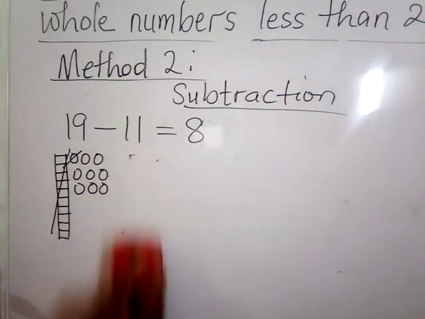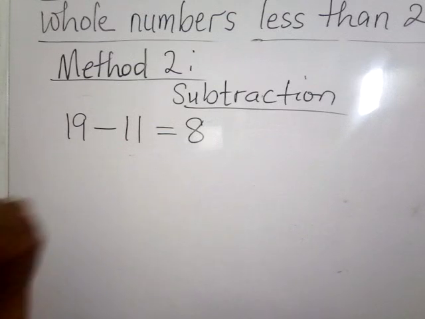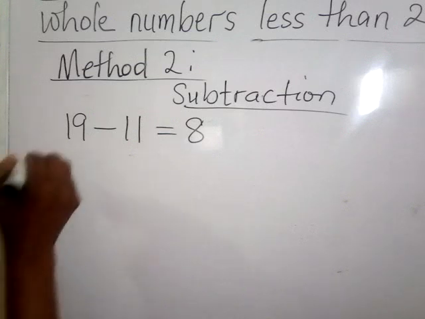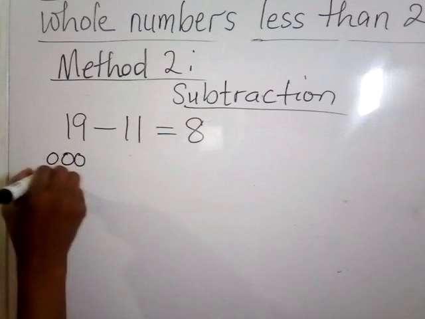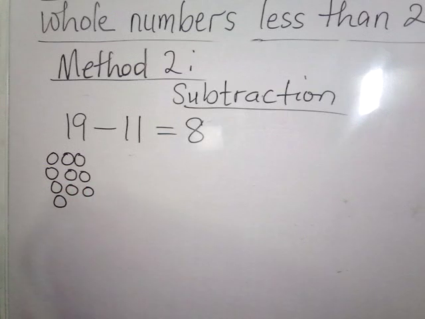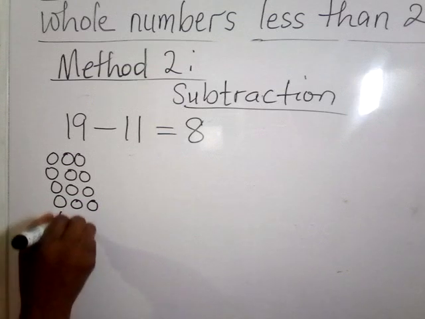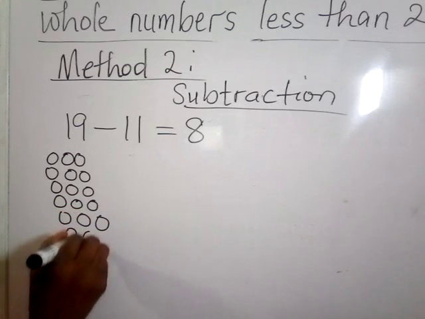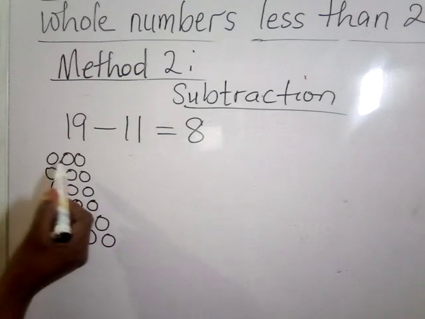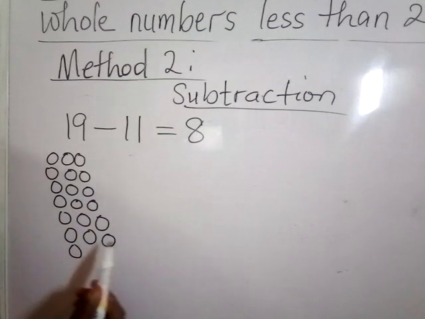Now let's look at the second way we can do that. The second way of doing it is to break down your column of 10. The 1 ten, break it down to units. 1, 2, 3, 4, 5, 6, 7, 8, 9, 10. And then your 9 units, you have to add that. 1, 2, 3, 4, 5, 6, 7, 8, 9. So altogether we have 19 here. 1, 2, 3, 4, 5, 6, 7, 8, 9, 10, 11, 12, 13, 14, 15, 16, 17, 18, 19.